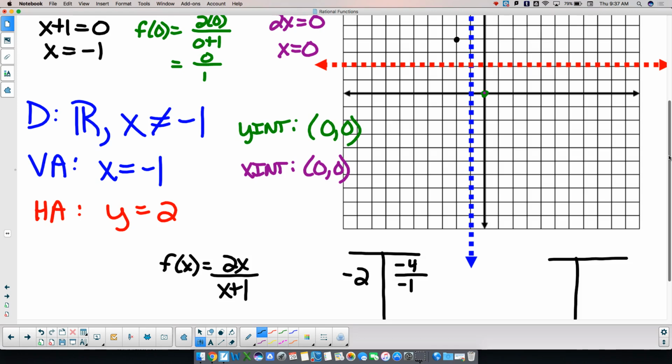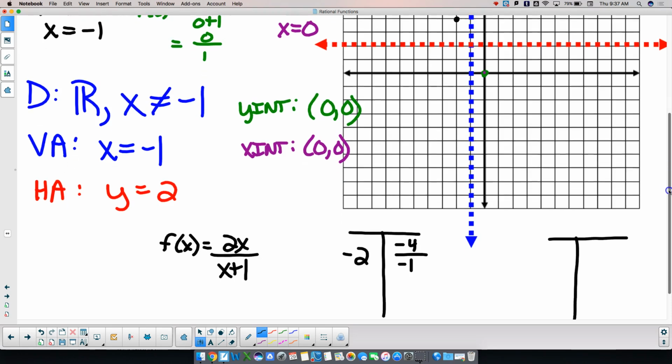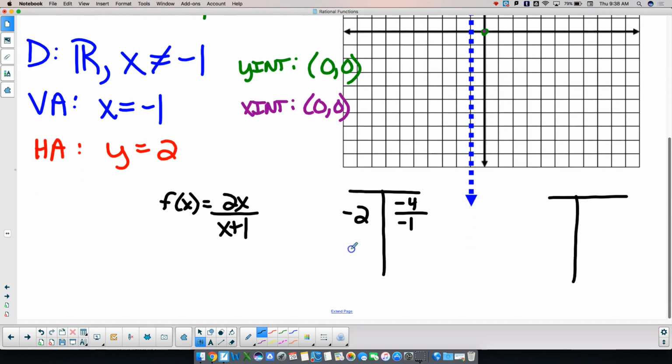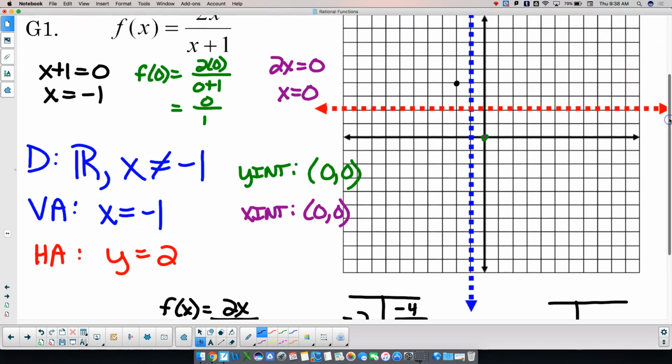Let's do -3. 2 times -3 is -6. -3 plus 1 is -2. -6 divided by -2 is 3. So that would be right there.